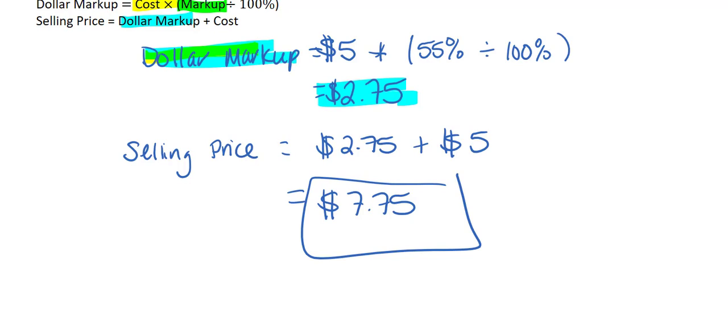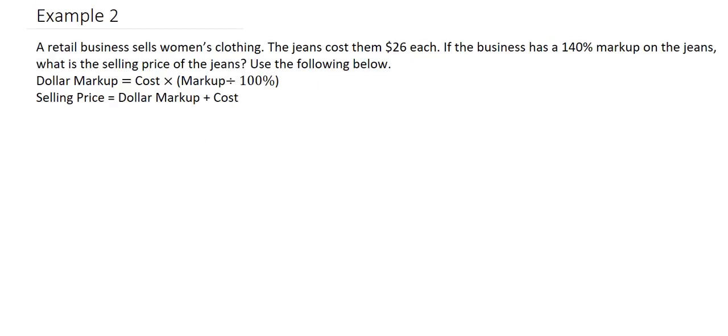Now, let's go ahead and look at the second example. So example 2: a retail business sells women's clothing. The jeans cost them $26 each. If the business has a 140% markup on the jeans, what's the selling price of the jeans? So we're going to use the following below. We have dollar markup, which is equal to the cost times the markup percent, this is the markup right here, divided by 100%, so we can get it into a decimal. And then we take the dollar markup and we add that to the cost to get our selling price here. So let's go ahead and do the first equation.